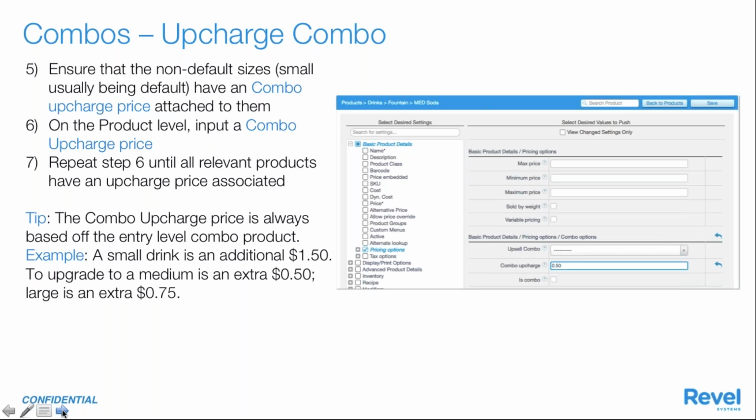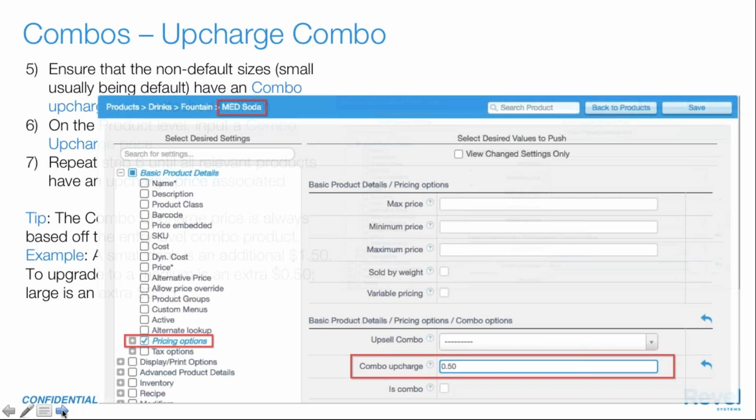The combo upcharge price that you're going to be putting here isn't the price for the total combo. It's simply the cost of the additions to the default items. So whenever a customer says, yes, I would like to have a small meal with this, it will add on $1.50 to whatever the cost of the original item is, the main item, and we will see this later on. So for example, let's say you get a medium drink, it's going to be 50 cents more than a small in the combo. You will repeat this step until all relevant products have an upcharge.